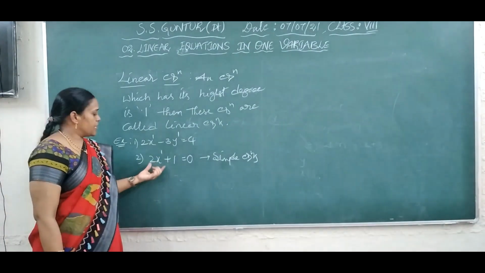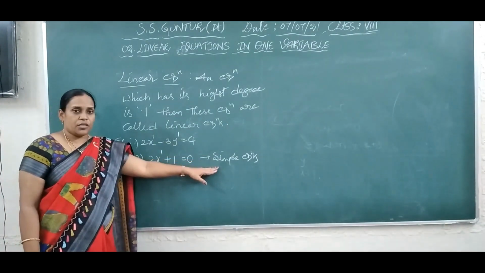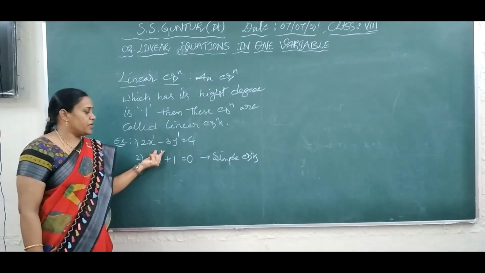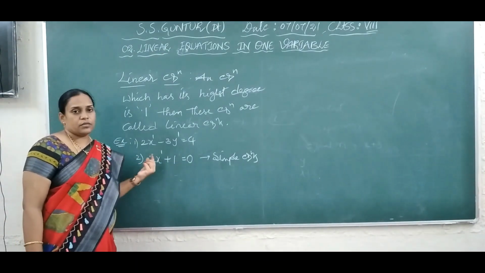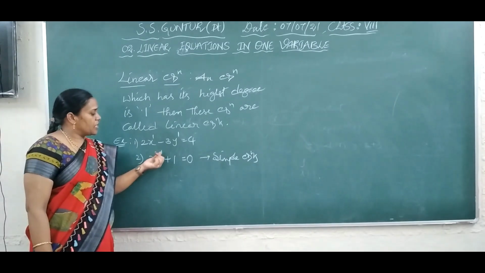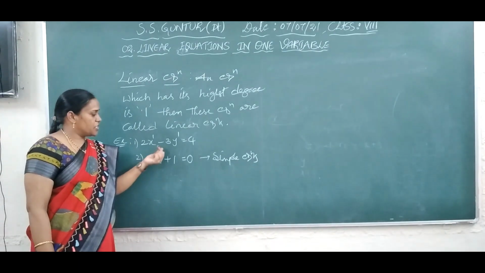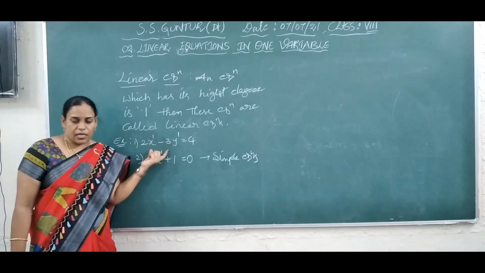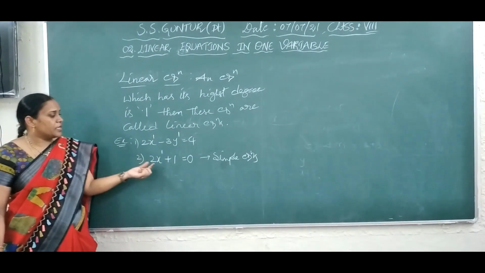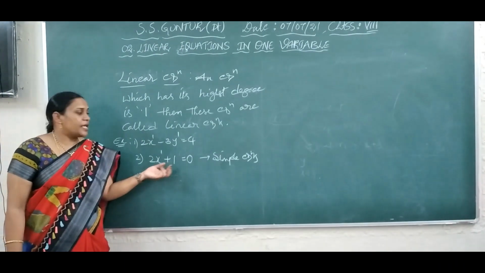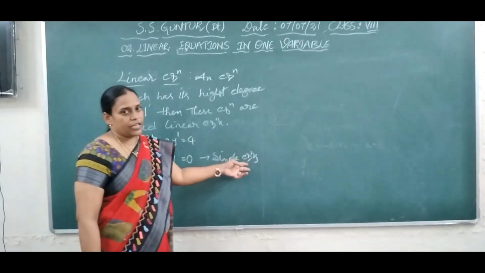Simple linear equation. In simple equations, no need to see the power of the equation. If the degree of the equation is 1, that is called a linear equation. If it has only one variable, then it is called a simple equation.